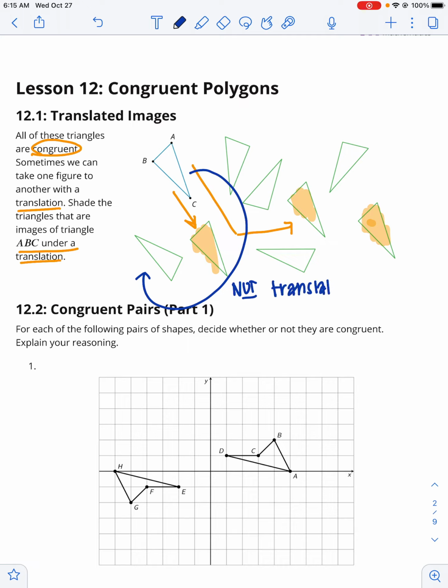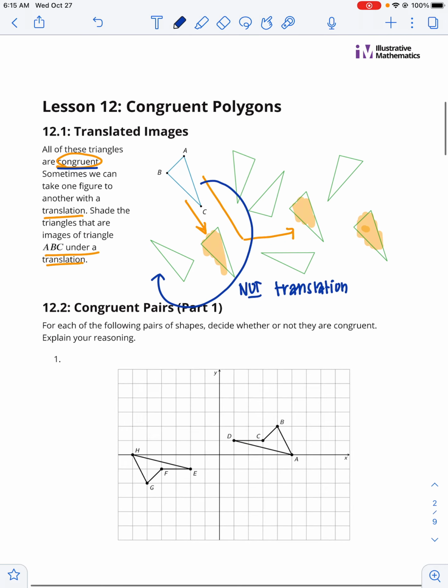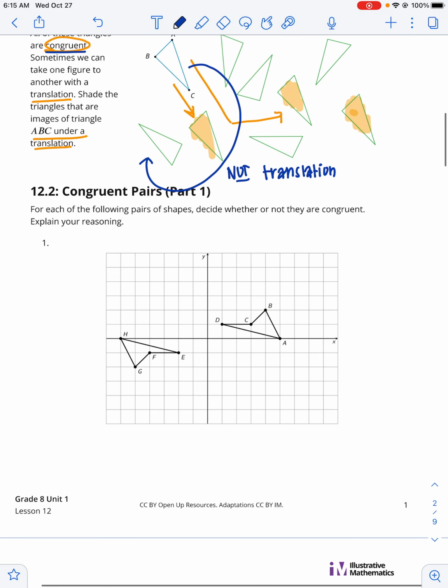Now, yesterday we learned about this new word called congruence. And congruent just means that it can be the results of a rigid transformation. And we have some examples of congruent pairs here. For each of the shapes, decide whether or not they are congruent and explain your reasoning.